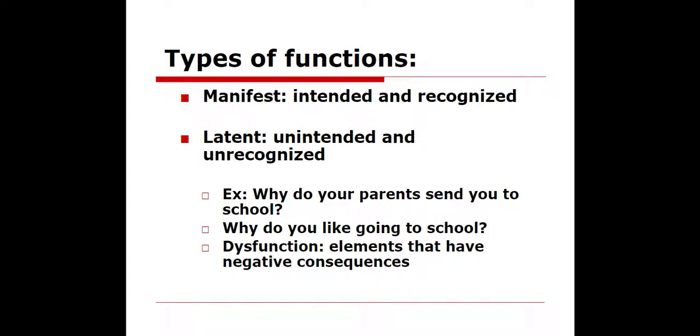So we're going to talk about two different types of functions: manifest and latent. Manifest functions within this theory are those functions within our society that are intended and recognized, while latent functions are unintended and unrecognized. Here's a good example. Why your parents send you to school, or why society deems you should be in school, is essentially to learn. We talked about that previously. So those are the main intentions.